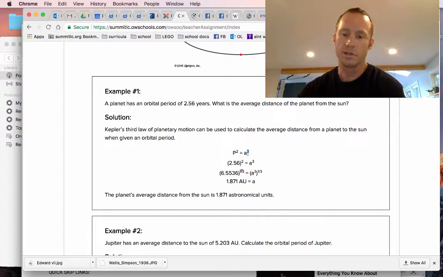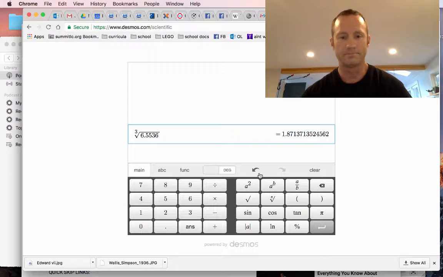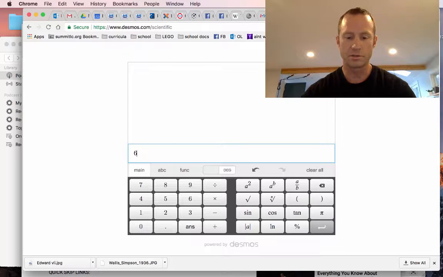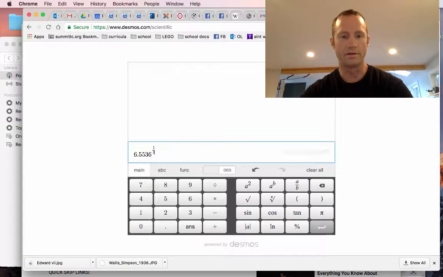Another way to do it is obviously to use that 1/3 power as well. So you can also go to the calculator, and instead of doing it that way, you could go a to the b, and so I would go 6.5536. I guess I have to do that first, and then a to the b. So it's going to make a little superscript there where I'm going to put 1/3. And you can see that once I've done that, 6.5536 to the 1/3 power, it's going to give me the same thing, 1.871. So there's 2 different ways you can do that.